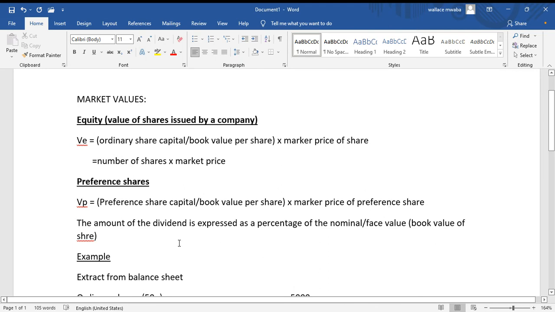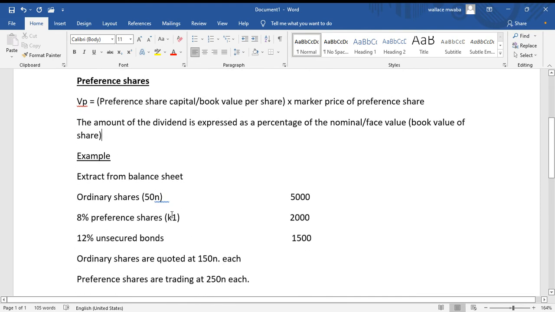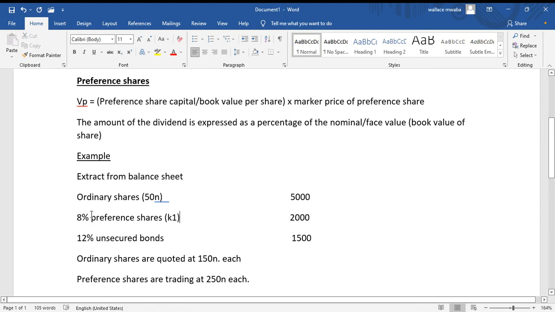So the amount of the dividend for the preference share is usually expressed as a percentage of the nominal or face value. So this is usually the book value of the share. How much the book value is, you get a percentage. So if we look here, we have our book value of preference shares. The book value of the preference shares is 1 kwacha.